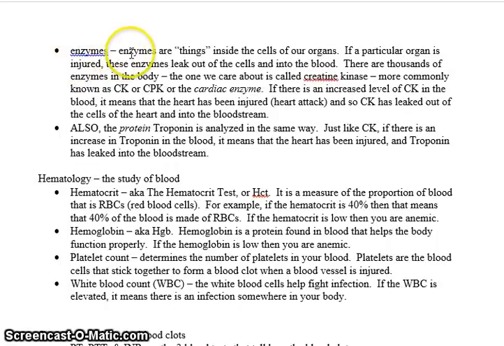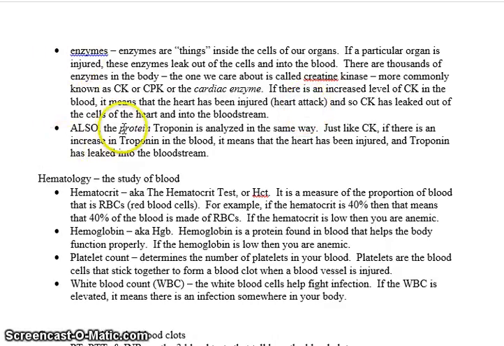Moving on to enzymes. These enzymes are things inside the cells of our organs. If a particular organ is injured, these enzymes leak out of the cells and into the blood. There are thousands of enzymes in the body. The one that we care about is called creatine kinase, more commonly known as CK or CPK, the cardiac enzyme. If there is an increased level of CK in the blood, it means that the heart has been injured, like for example in a heart attack. CK has leaked out of the cells of the heart and into the bloodstream. So that's a blood test that is important to us.